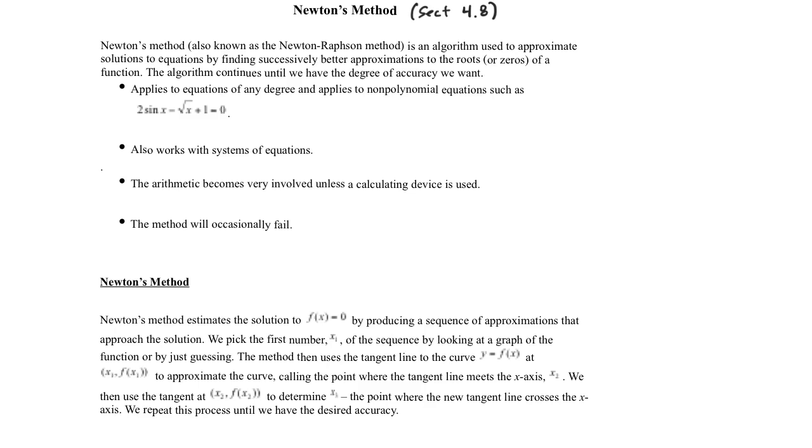Today we look at Newton's method, which is covered in our book in section 4.8. So Newton's method is an algorithm used to approximate solutions to equations by finding better and better approximations to the solutions, or the roots, or the zeros, or whatever you want to call it, of the function. It uses iterations, and it keeps going until you have the degree of accuracy that is required.